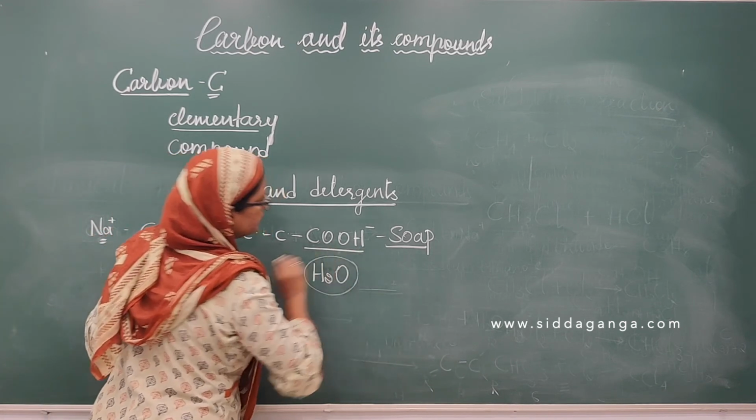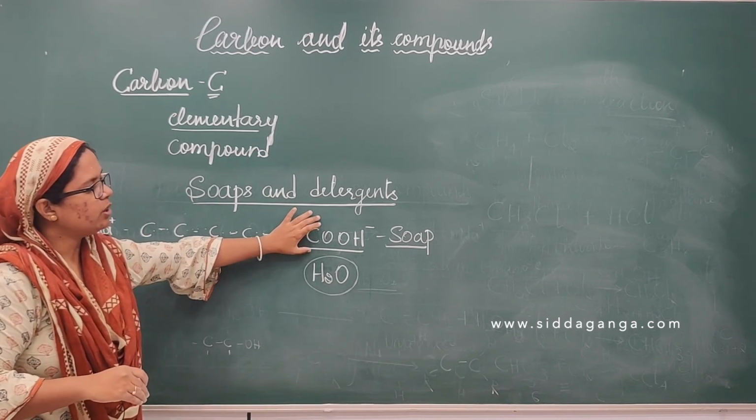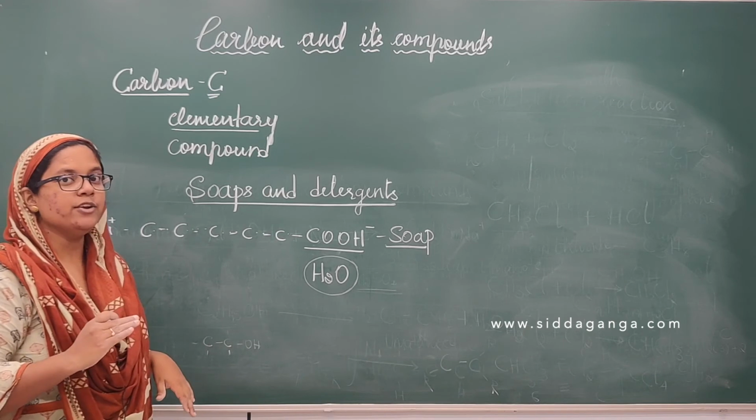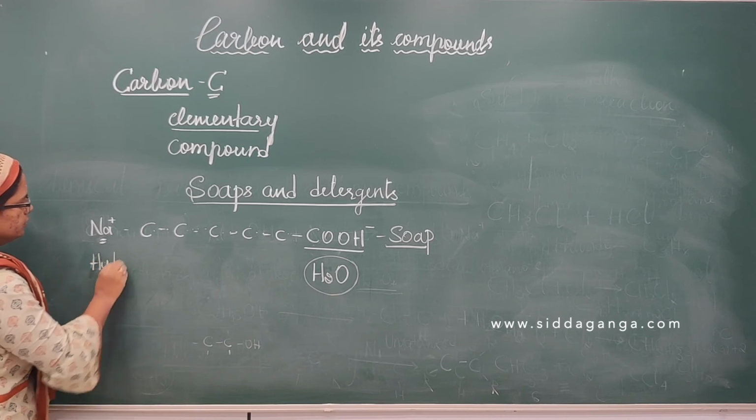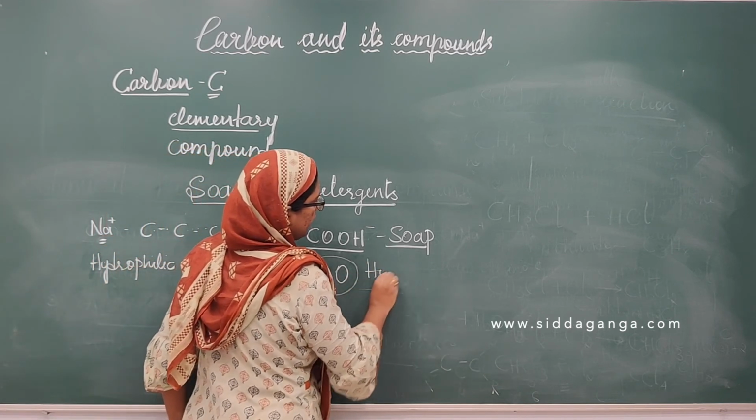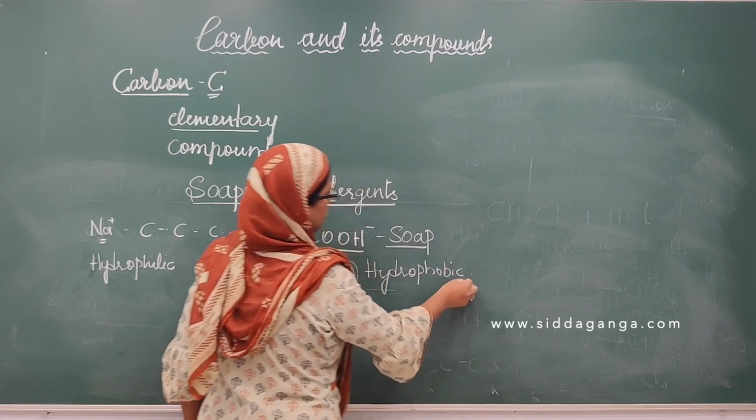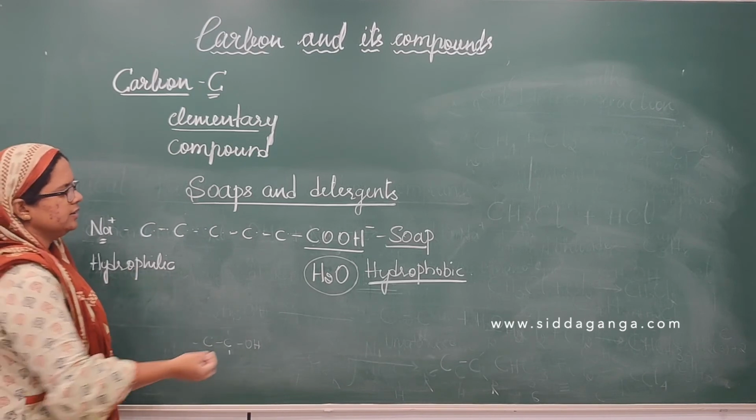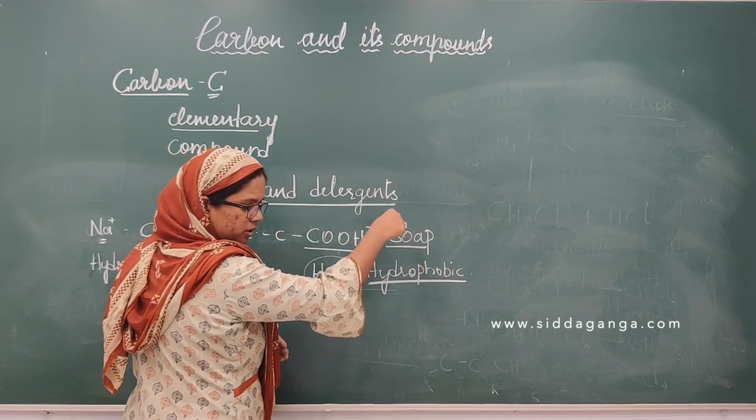And this end, that is the carboxylic group, will not react with water. It gets repelled by the water. So we call that hydrophobic. This end is called hydrophilic, and this end is called hydrophobic. Phobia means fear. Philic, loving end. Hydro, water. Water loving end. This is hydrophobic. It's having a fear towards water, so it will not react with water.